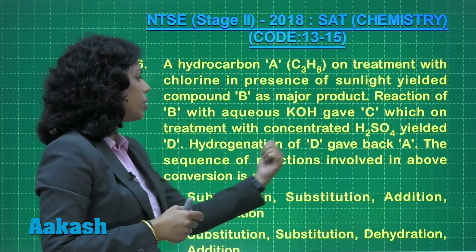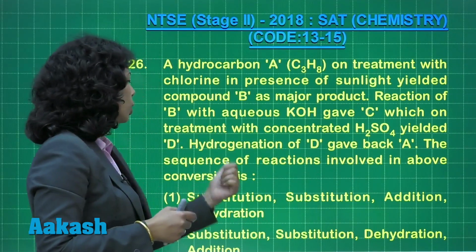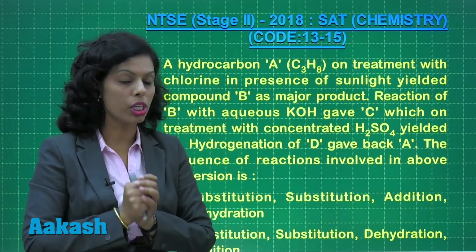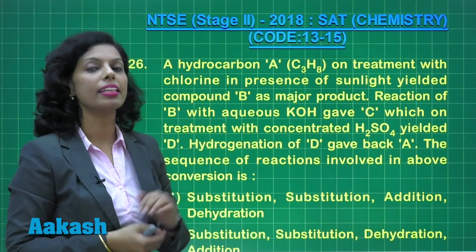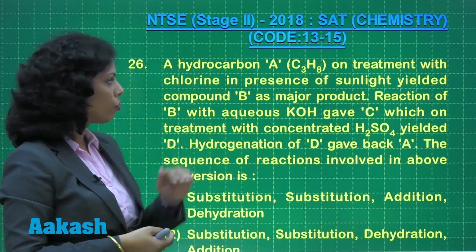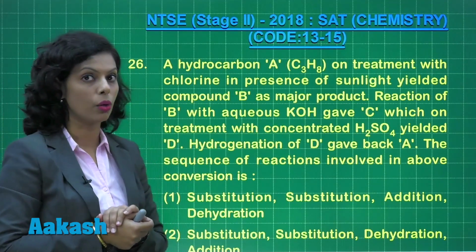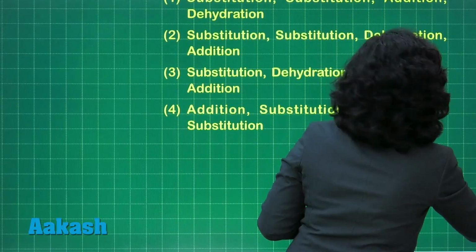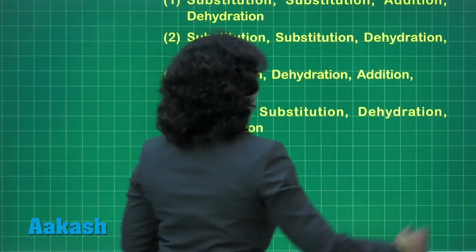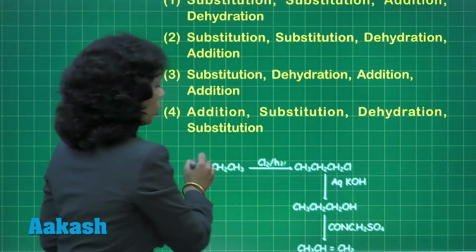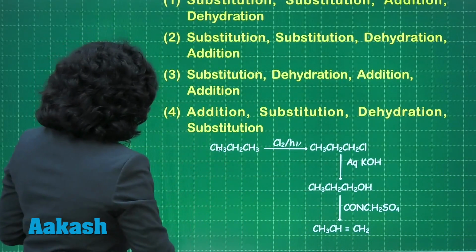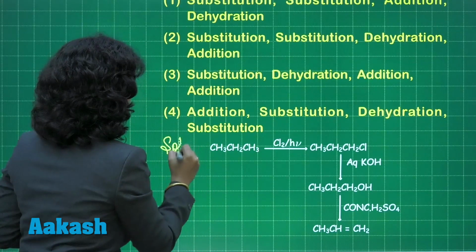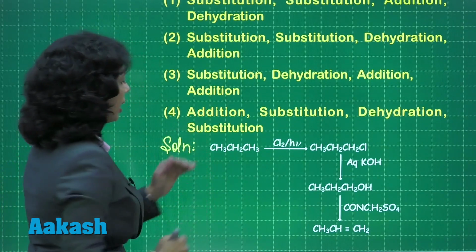The sequence of the reactions involved in the above conversion is, in this particular reaction, you just have to consider the conversion process and you have to identify the type of reactions taking place. For this, we have to consider the reaction sequence that is going on here. That reaction sequence you can clearly see. In this case, you can see that this is the solution part, and here the reaction sequence.